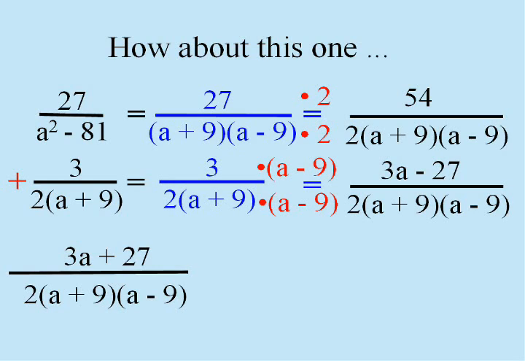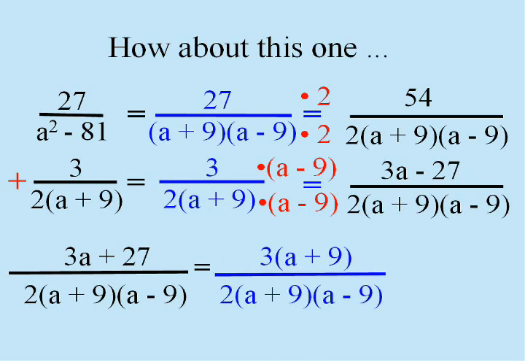What I have to try to do is factor the top to see if there's anything that can cancel. I can never cancel things that are added. And son of a gun, those a plus 9s, they do go away. And that gives me, who's left? 3 over 2 times a minus 9.